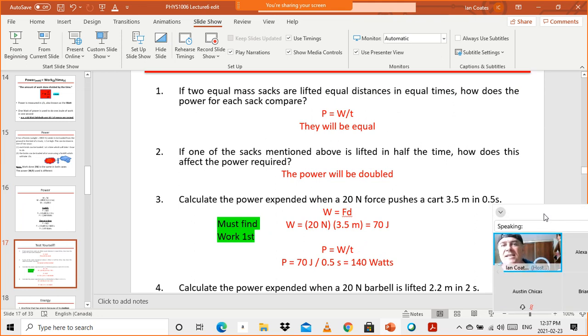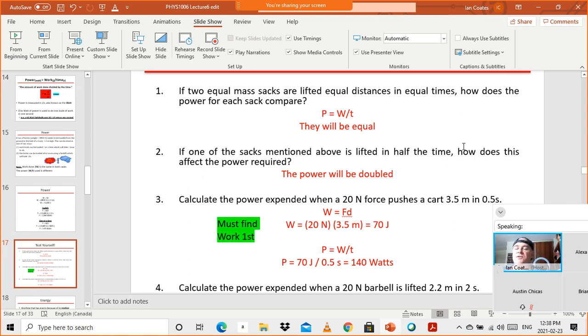If two equal mass sacks are lifted equal distance in equal times, how does the power for each sack compare? Well, if they've got two equal masses and they're both lifted at the same time and the same distance, then everything is going to be the same regarding their power. But look at number 2 here. If one of the sacks is lifted in half the time, so you remember, go back to your forklift, if now you're able to do the same job in half the time, the power has got to be doubled. It's all got to be balanced in some way or another.